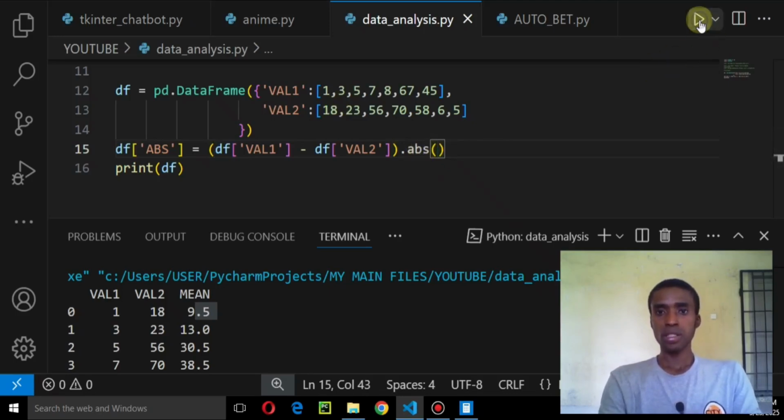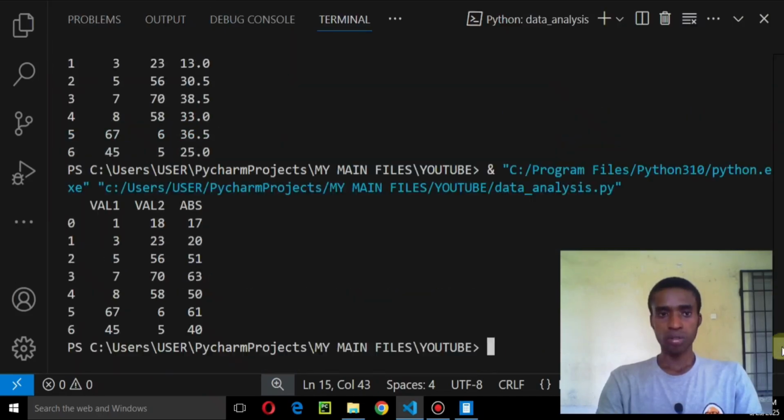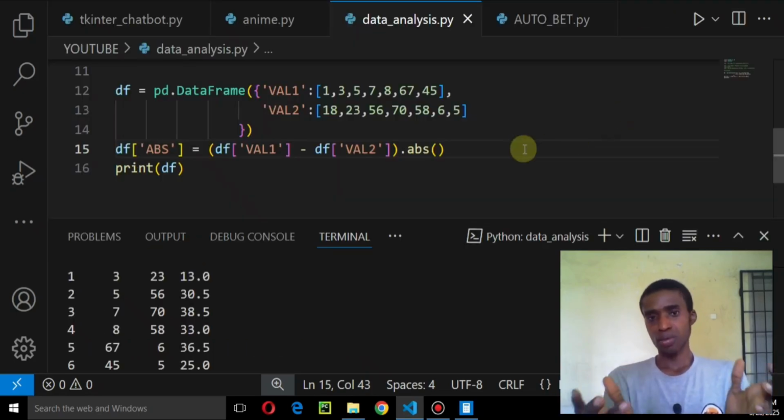So let me run this. This is what we have here. We know that 1 minus 18 is actually minus 17, but here this is the absolute value, 17. The minus was thrown away. We don't care about the minus. You can see how simple that was.